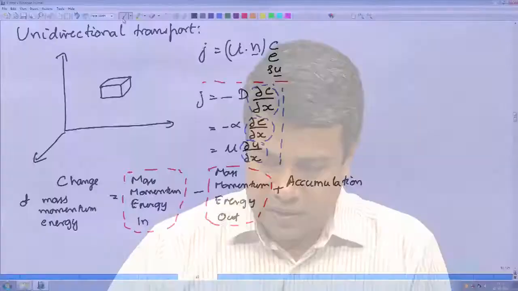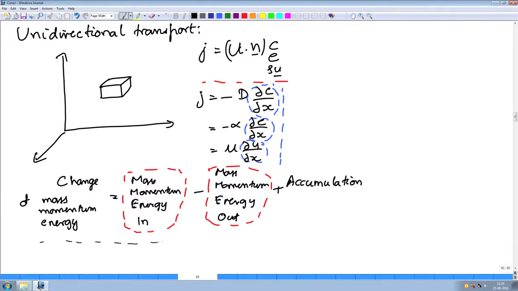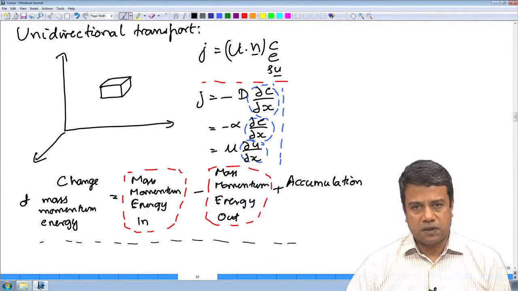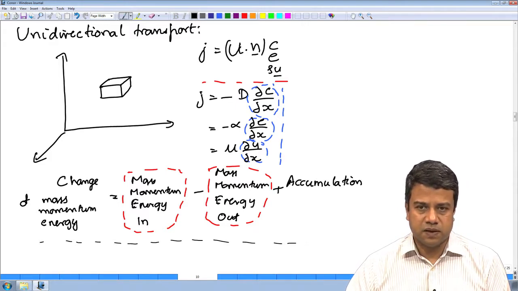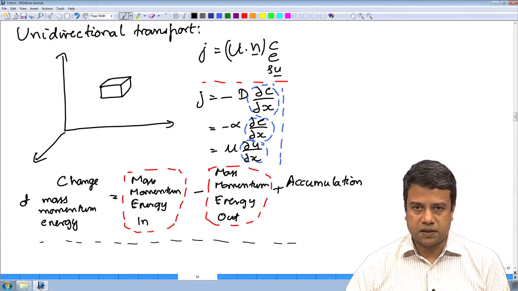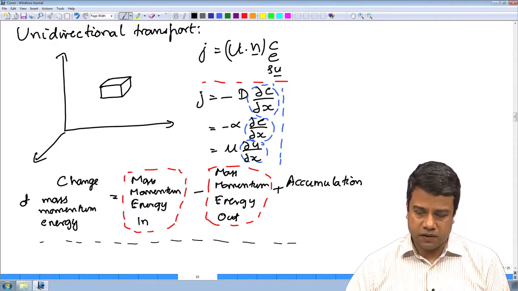And the transport, the balance equation for the transport is basically of this form. The change of mass, momentum or energy within a differential volume is what comes in minus what goes out plus any accumulation or depletion. In the case of mass and energy, possibly due to reactions. In the case of momentum, the accumulation is due to body forces.